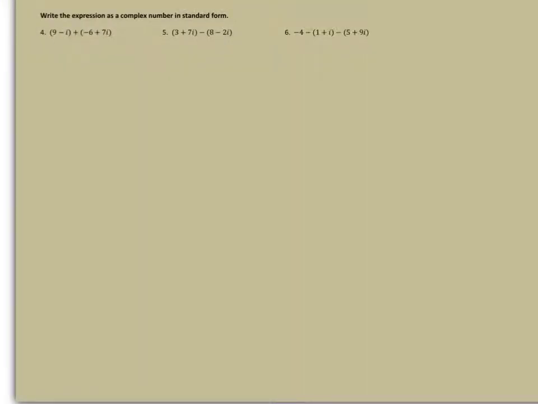So write the expression as a complex number in standard form. So we need to get them all to a plus bi. So when it's a plus, you don't have to worry about it. So it's 9 plus negative 6, 3, negative i plus 7i plus 6i.